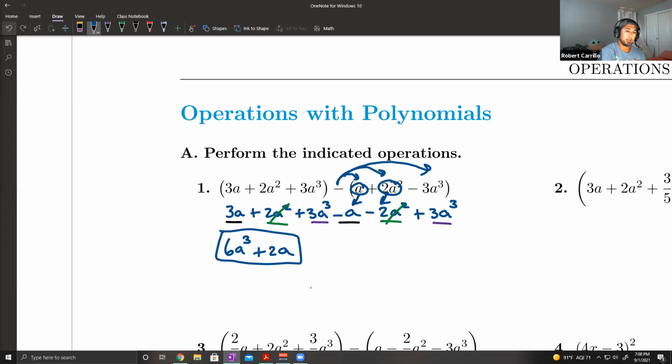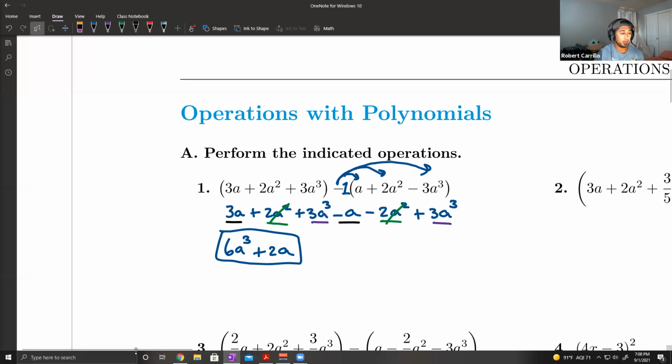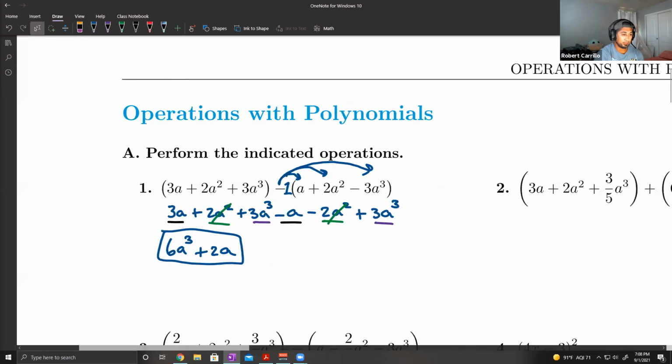Does that make sense? No, but okay. So I guess another way to put it is if you have a negative in front, it's understood that there's a negative 1 in front. So you're just multiplying everything in that parentheses by negative 1. So negative times a positive is negative. Negative, and then negative times a negative becomes positive. All right, don't worry. We'll have more examples. Sure.